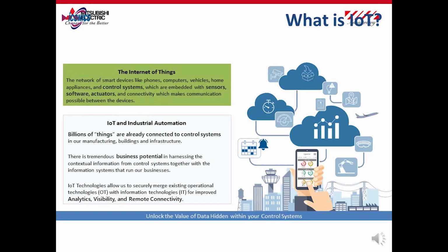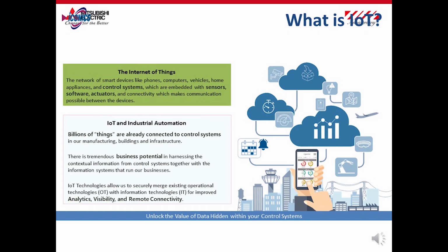Next thing I want to talk about is, okay, we've got all these great products, but there's a whole lot of confusion about what in the world IoT is and how it can help me. If you think about the Internet of Things, it's a network of smart devices like your phones, computers, a vehicle, or your control systems, which are embedded with sensors, software, actuators, and connectivity, which makes communication possible between all these devices. From an industrial automation perspective, there are literally billions of these things already connected to control systems in our manufacturing buildings and infrastructure.